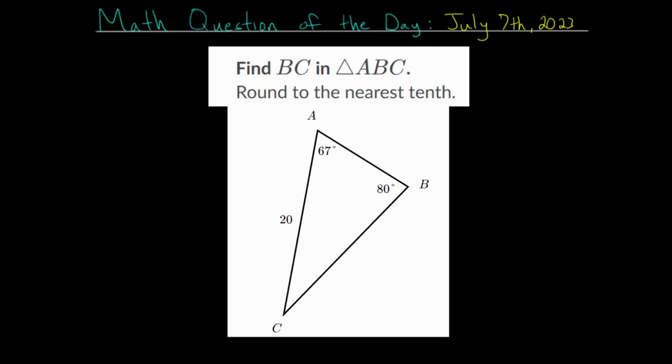In this video, I'd like to talk about the math question of the day for Friday, July 7th, 2023. With this problem, we need to find the length BC in triangle ABC. And from there, we just need to round that to the nearest tenth.